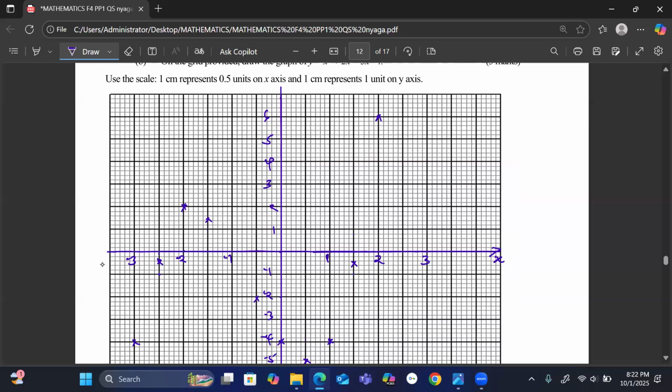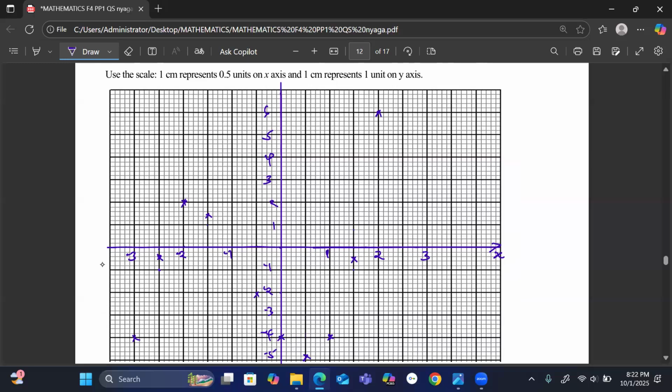So we can draw the curve. We're going to draw a smooth curve. Smooth curve. So starting from here.